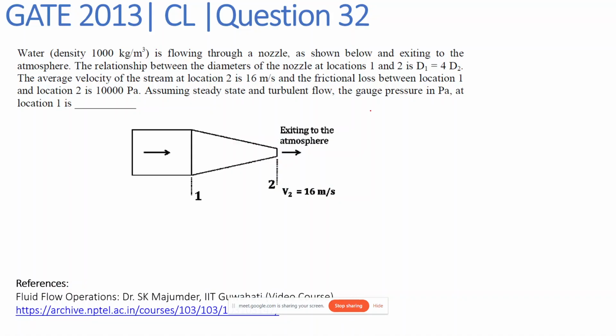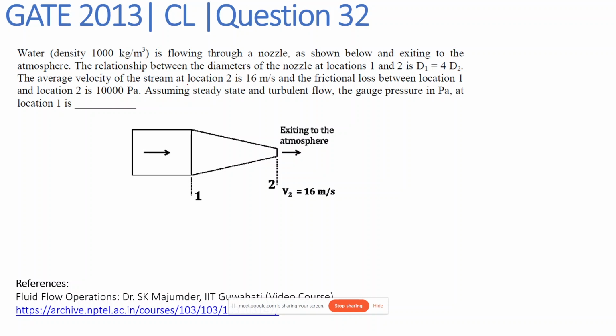So this is question number 32 from GATE 2013, and the question is: water is flowing through a nozzle as shown below and exiting to the atmosphere. The ratio between the diameters of the nozzle at location 1 and 2 is d1 is equal to 4 d2.